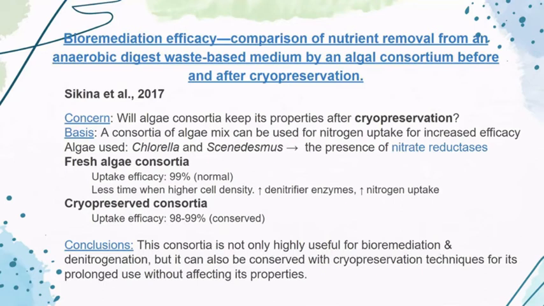The second study is similar, however, in this a consortia of algae mix was used. The main concern was proving this consortia might have a prolonged use, so cryopreservation was applied to it. Algae in the consortia were selected due to their nitrate reductases. The fresh algae had an efficacy of 99%. However, with a higher concentration, more enzymes were present and the nitrogen uptake was quicker. The cryopreserved mix had a similar efficacy of 98 to 99%, meaning that their properties were not affected.